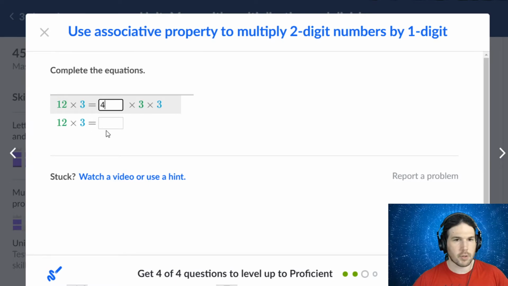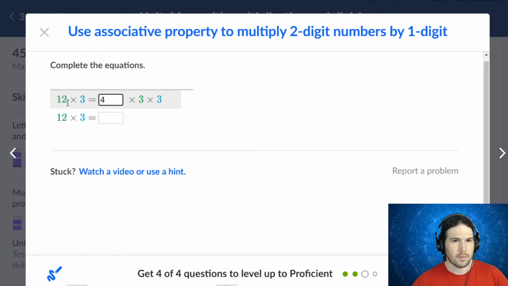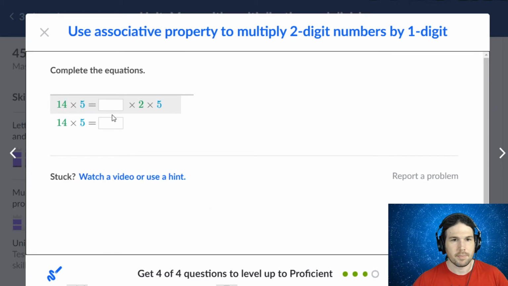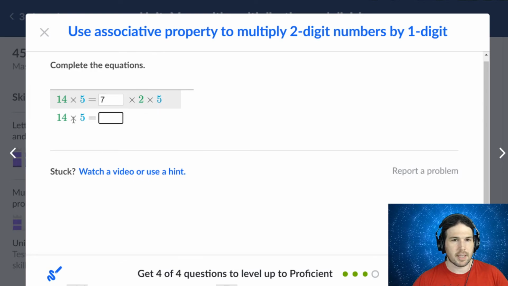4 times 3 times 3. So again, this one doesn't really make sense to me. 4 times 3 times 3. 3 times 3 is 9. Times 4 is 36. Okay, just making sure. 7 times 2 times 5 is 70.